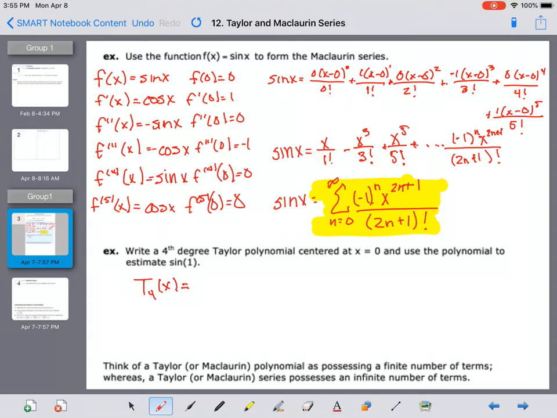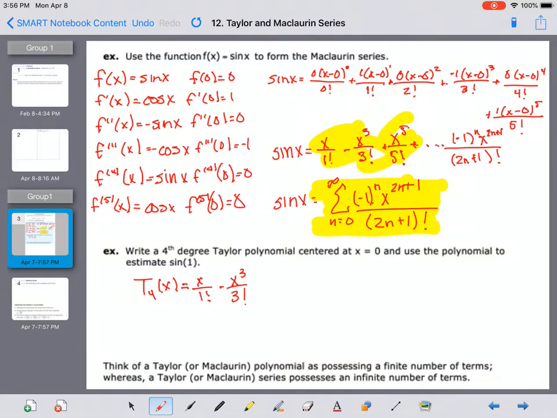So if we look back to our Maclaurin series above this, our first term was x to the first power over 1 factorial. Our next term was x cubed over 3 factorial. And the next one is going to be x to the 5th over 5 factorial. I'm getting all of that from these terms right here. That 5th degree would put us over a 4th degree, so we can't add that in there because it's over the power that we want.